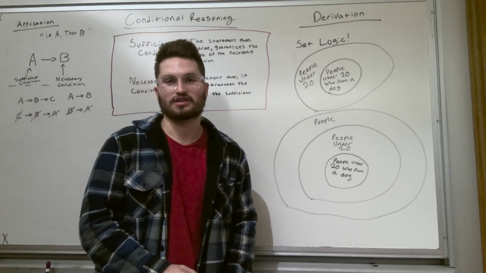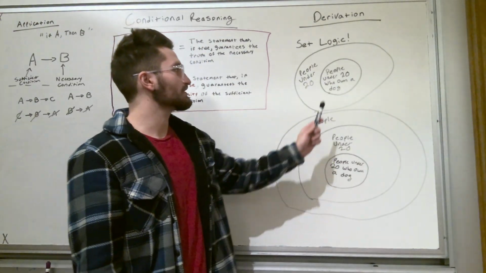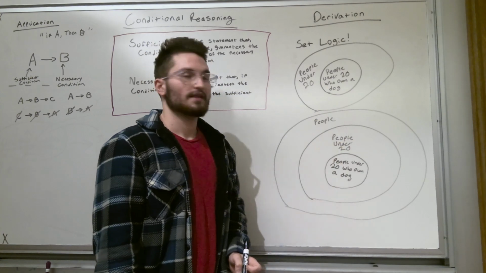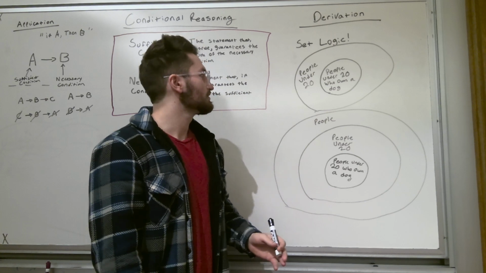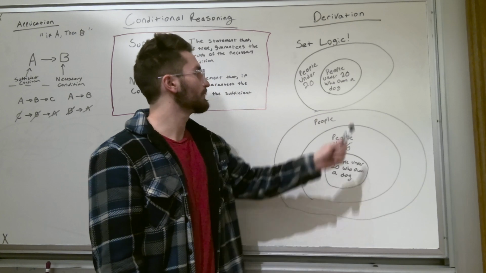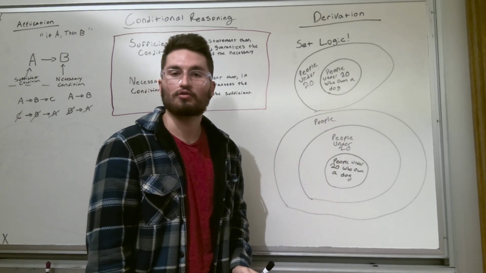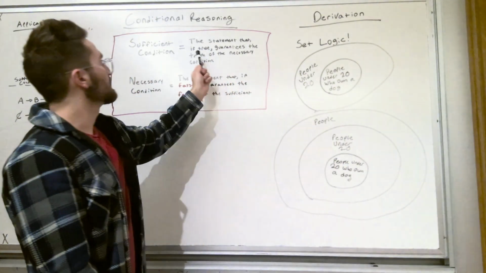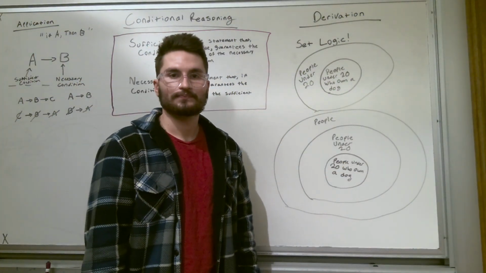Now, as for how the subsets relate to conditional reasoning itself, you guys can probably guess that if something is a subset of a superset, then being a member of that subset is sufficient to say that you're also a member of that superset. So for example, here, if we know that you're under 20 and you own a dog, that is sufficient, or in other words, it guarantees the truth that you are a person under 20.